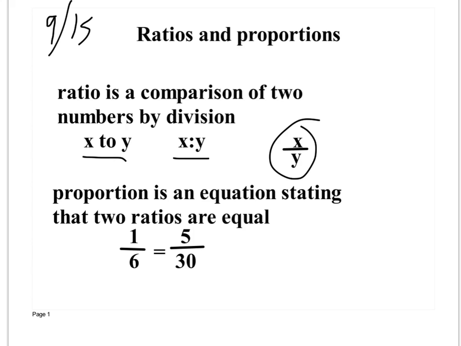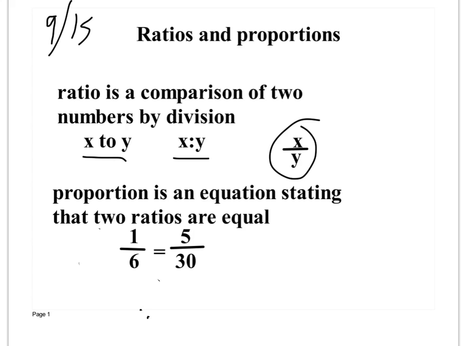1/6 is equal to 5/30. That's what this says. We can prove it by either reducing or multiplying. I'm going to multiply. I'm going to make 6 into 30 by timesing by 5. What I do to the bottom, I have to do to the top. So 5 times 1 is 5. What's 5 times 6? 30. Is 5/30 equal to 5/30? Yes. Or we could reduce it.